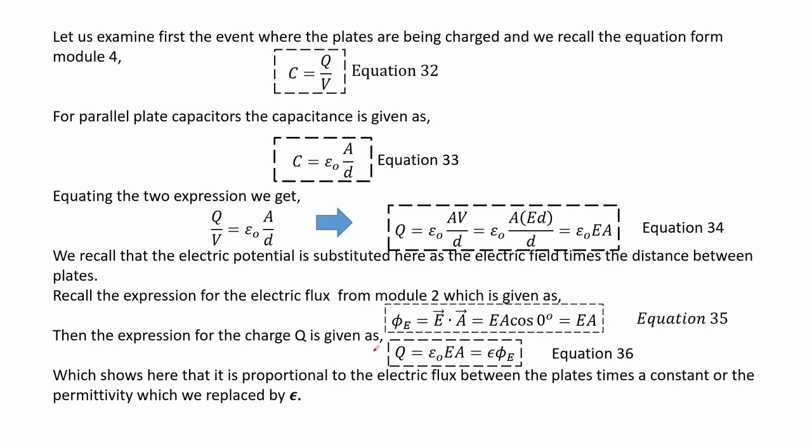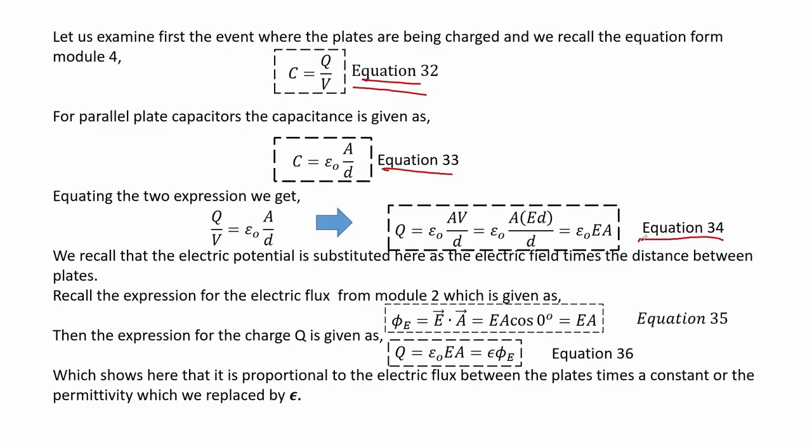Let us examine first the event where the plates are being charged, and we recall the equation from module 4, shown in equation 32. For parallel plate capacitors, the capacitance is given as equation 33. Equating the two expressions, we get equation 34. We recall that the electric potential is substituted here as the electric field times the distance between plates.